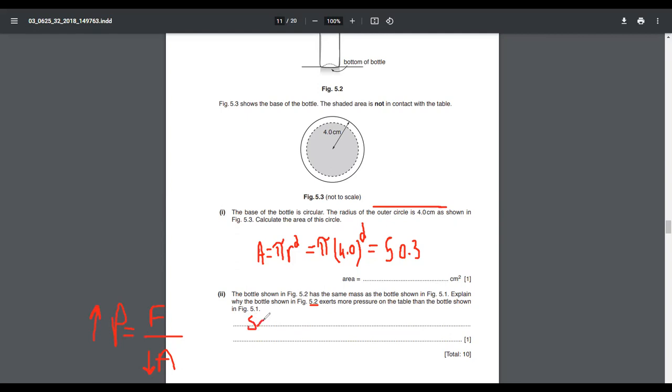So we could say that figure 5.2 will have less area, or small area, than figure 5.1. Okay, so it has less area than 5.1. We could also say less area in contact with the ground than 5.1. Okay, that's all for this question.